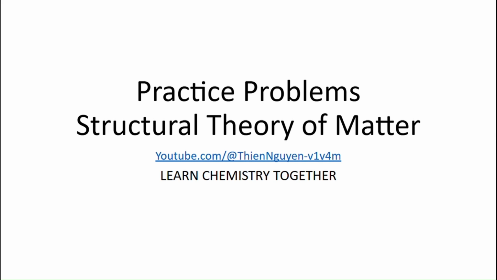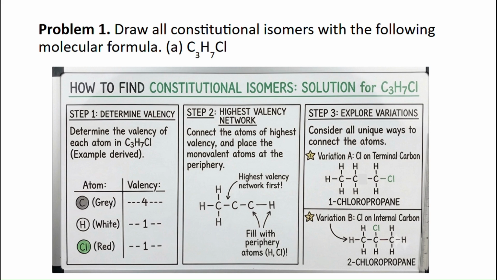Let's start with a step-by-step solution for problem 1A, C3H7Cl, using the three-step method shown on the whiteboard. Step 1. Determine valency. First, identify the number of bonds for each atom in C3H7Cl. Carbon, valency equals 4, tetravalent. Hydrogen, valency equals 1, monovalent. Chlorine, valency equals 1, monovalent halogen.